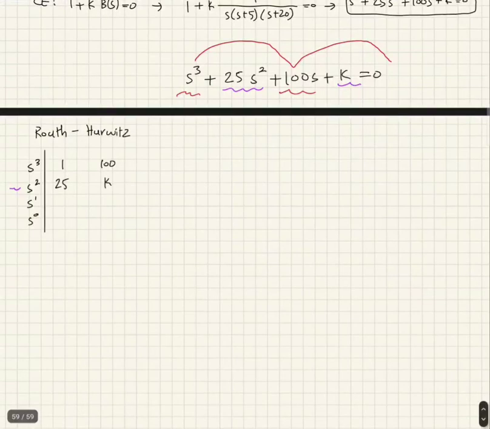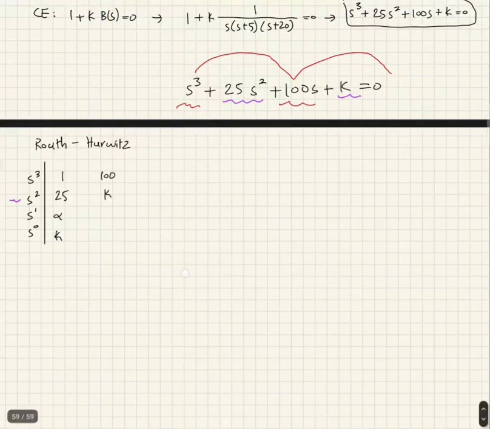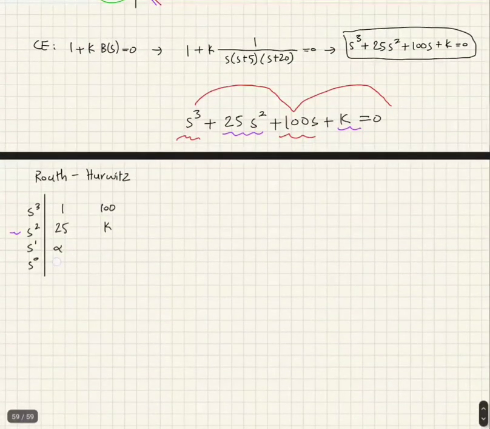Now what do we write for S1? Well, S1, let's call this alpha, and for S0 is just k. All right, so that is just k because it represents the last one. So for alpha, what is alpha? Alpha is 25 times 100 minus k divided by 25.